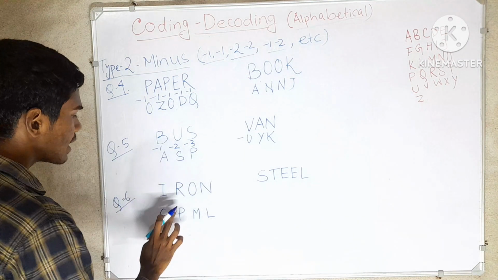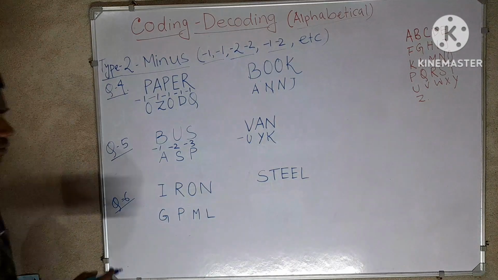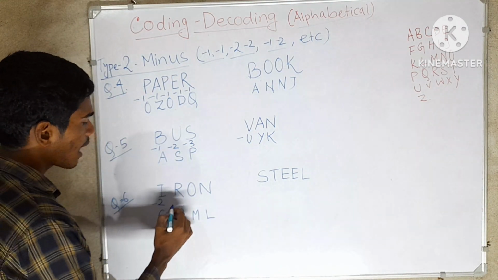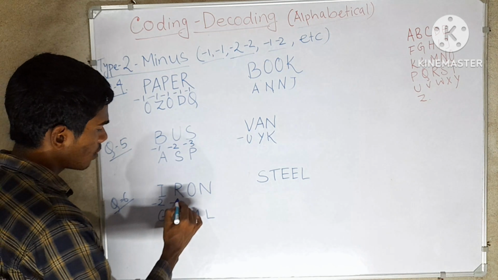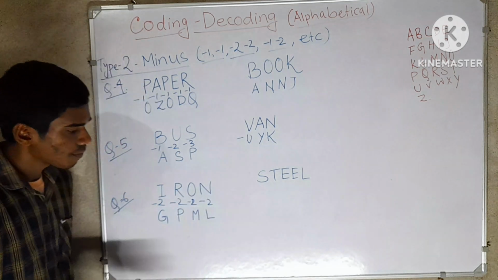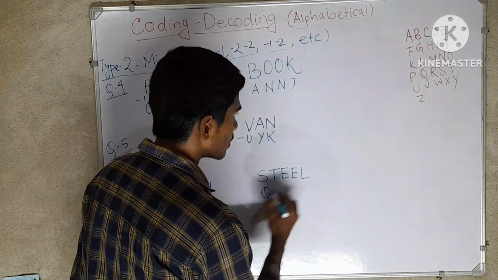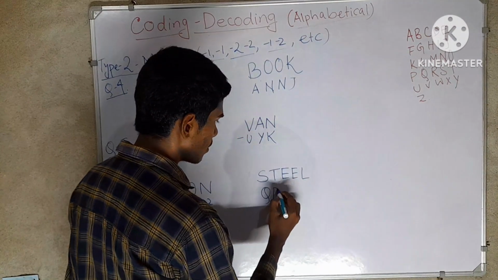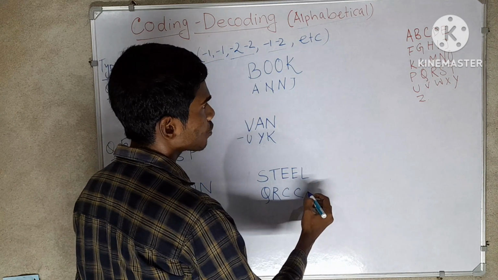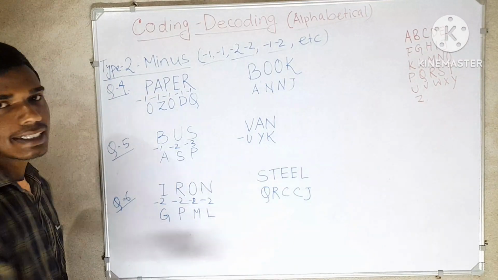If the code for iron is GPML, what is the code for steel? I minus 2 is G, R minus 2 is P, O minus 2 is M, and N minus 2 is L. Similarly, S minus 2 is Q, T minus 2 is R, E minus 2 is C, E minus 2 is C, and L minus 2 is J. So the code for steel will be QRCCJ.